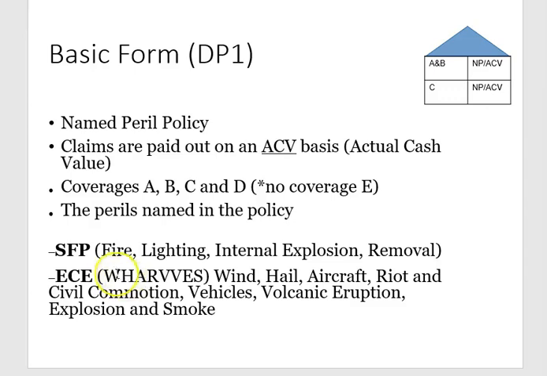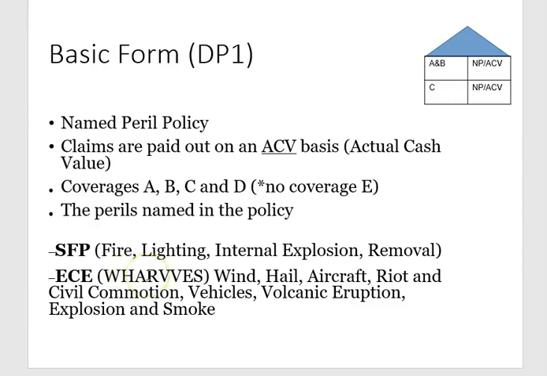So there's the acronym WHARVES, and it's wind, hail, aircraft, riot and civil commotions, vehicles, volcanic eruption, explosion, and smoke. That means that if the peril of wind damages your property, it would be covered because it's a named peril policy, and that is named in a basic form policy. If the peril of hail damages your property, it's covered.